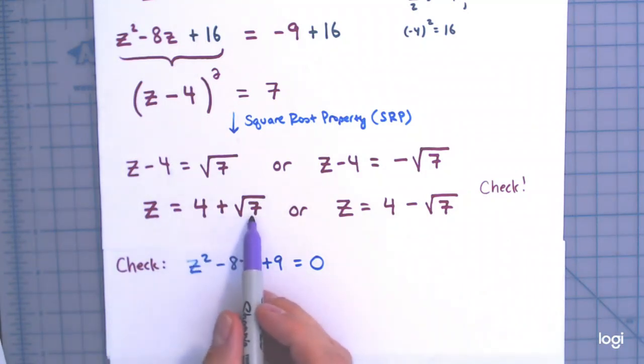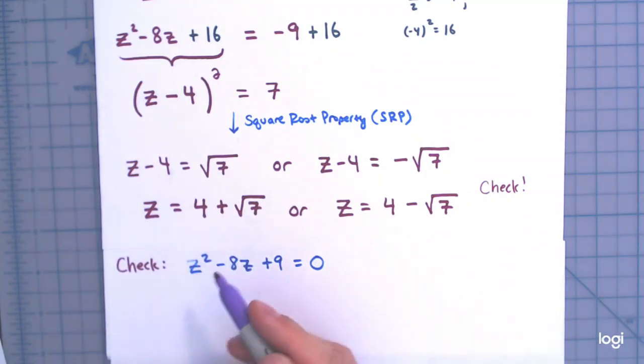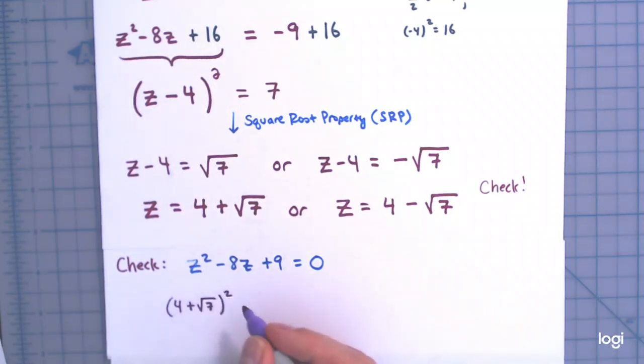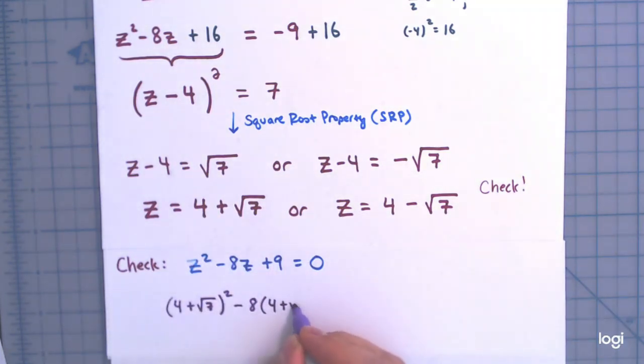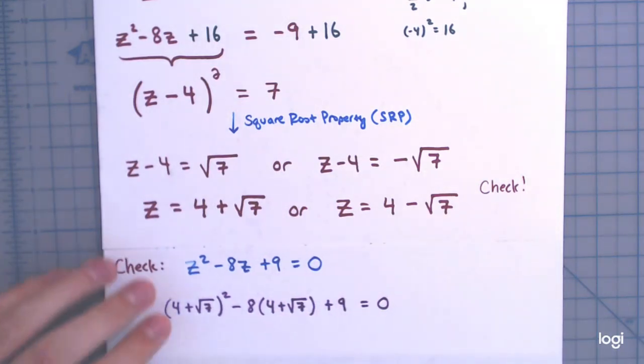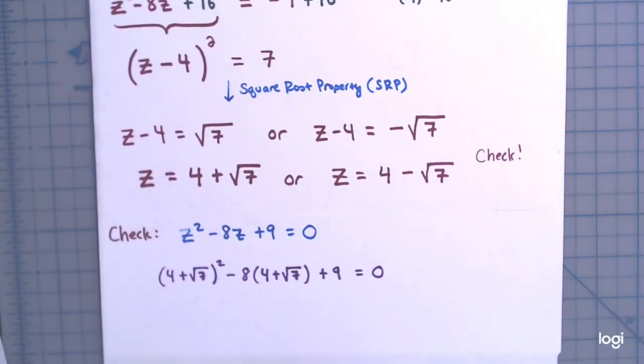But let's plug in, say, this 4 plus the square root of 7 for z. So instead of z squared, I have the quantity 4 plus the square root of 7 squared, then minus 8 times, and then again instead of z, I have this quantity 4 plus the square root of 7, and then plus 9. And is that equal to 0 is what I'm asking. All right, so I'm going to skip a little bit.